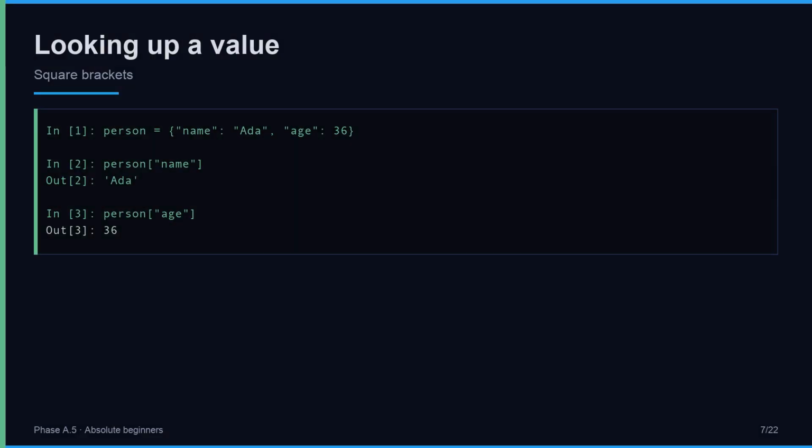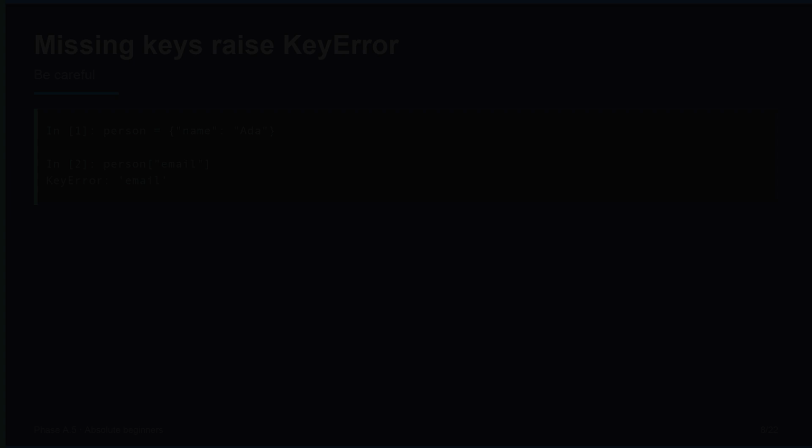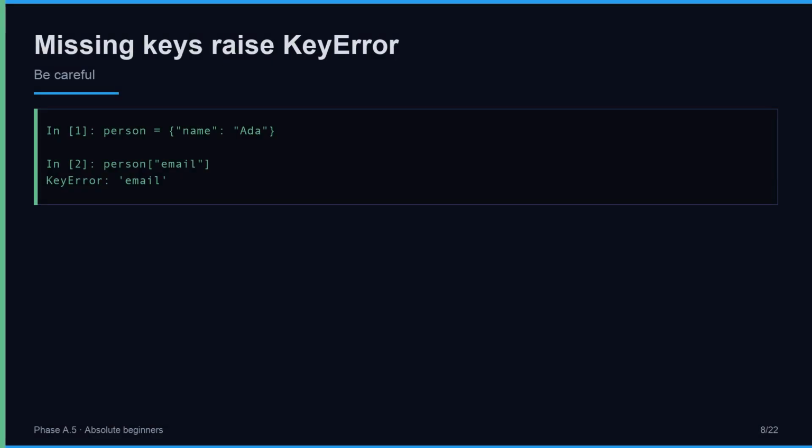To read a value out of a dictionary, you write the dict name, then square brackets, then the key. Person square brackets name returns Ada. Person square brackets age returns 36. The key goes inside the brackets, and you get back whatever value is paired with that key. This is the everyday move you will repeat thousands of times. Look up a value by its key, using square brackets. Square brackets, every day.